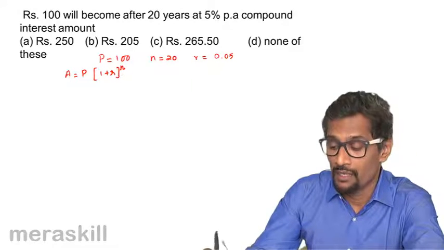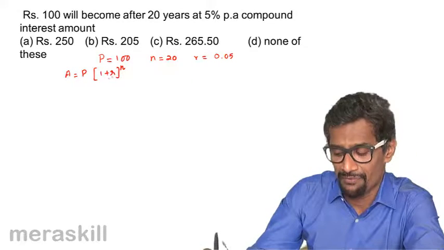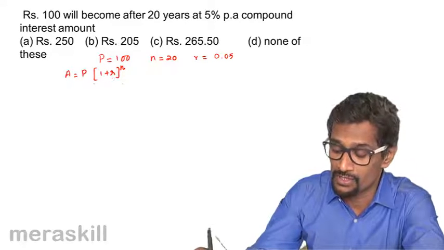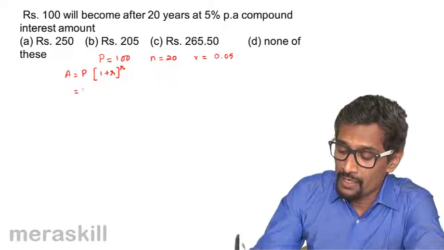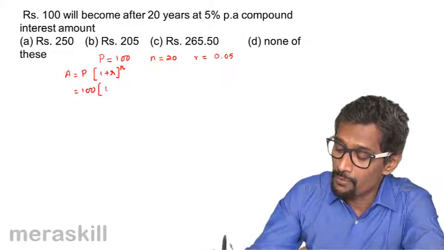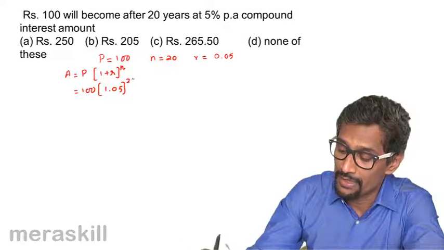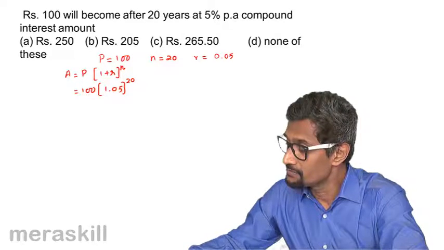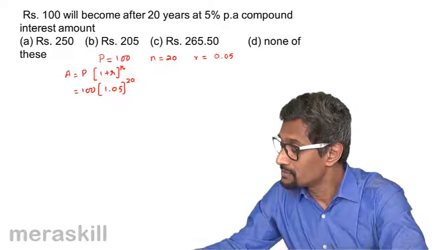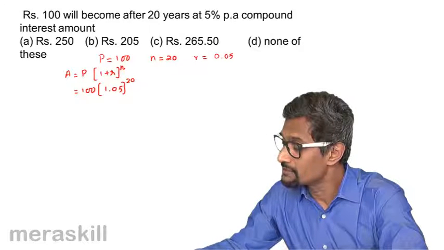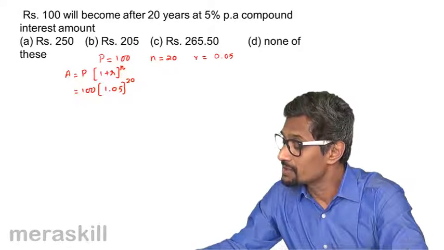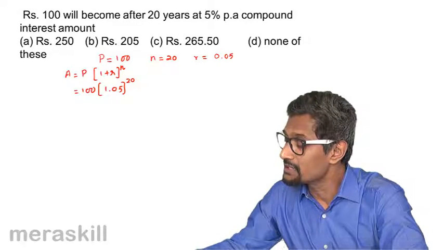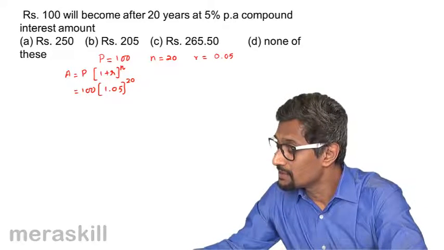Now since we have number of periods is 1 per year, so it's 1. So it's going to be 100 into 1.05 raised to 20. So let's see what we have. 1.05 multiplied 20 times.